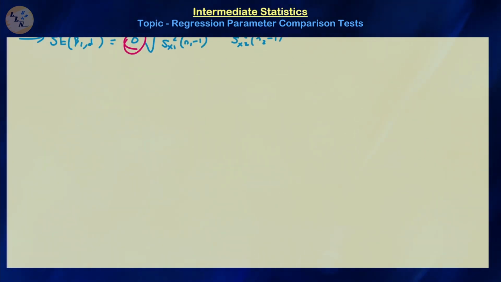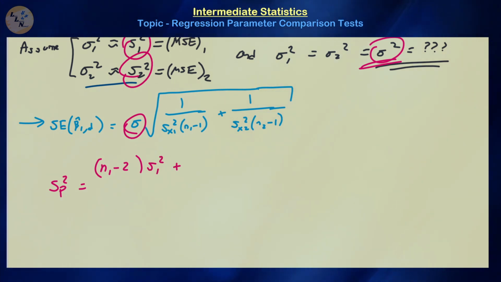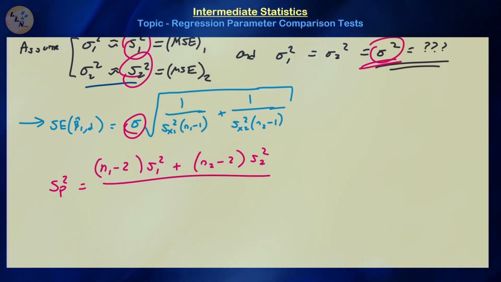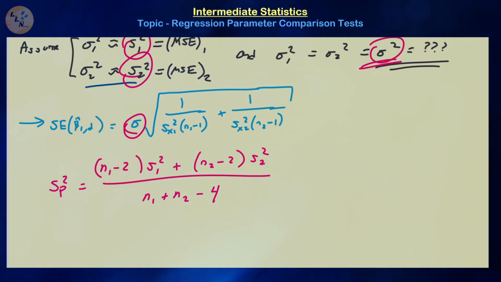So we can write the pooled variance to be equal to n1 minus 2 times s1 squared plus n2 minus 2 times s2 squared. Those are the degrees of freedom in the bivariate sense. That's why it's minus 2, not minus 1. And then on the bottom, it's going to be n1 plus n2 minus 4. Right? Because it's n1 minus 2 plus n2 minus 2, so it's n1 plus n2 minus 4.